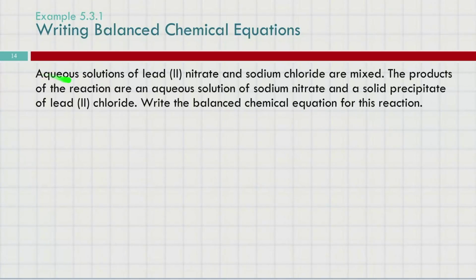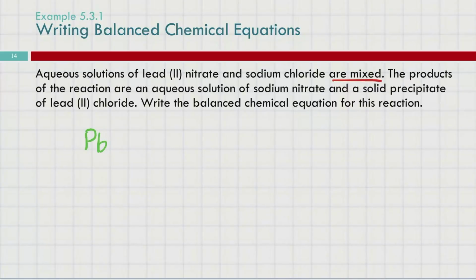We are told aqueous solutions of lead 2 nitrate and sodium chloride are mixed. Are mixed meaning there's something of a reaction. We're even told that the products are aqueous solutions of sodium nitrate and solid precipitate lead 2 chloride. So our first sentence tells us our reactants. We've got lead 2 nitrate. Lead is Pb.